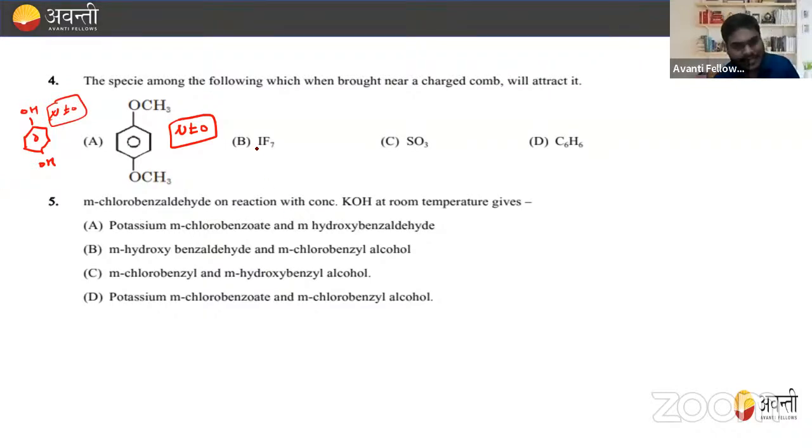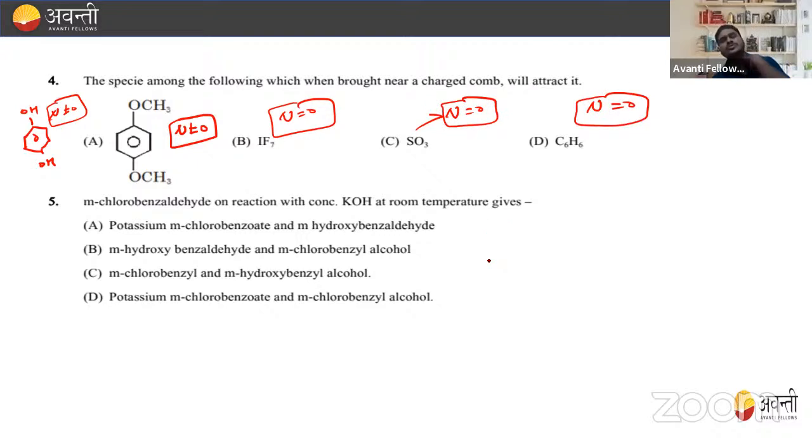If I'm talking about IF7, they actually show zero dipole moment. In SO3, they also show zero dipole moment, and benzene also shows zero dipole moment. So the rest also have zero dipole moment. Only these, that is OCS3, will show non-zero dipole moment.